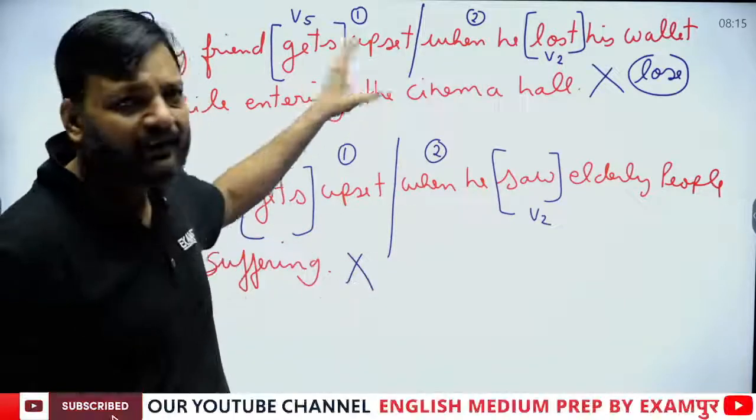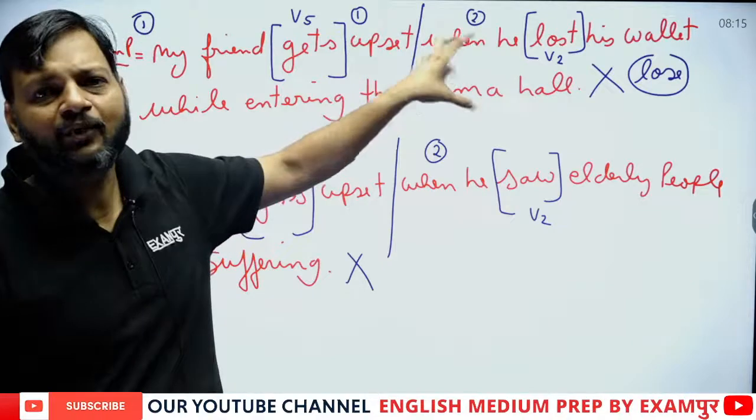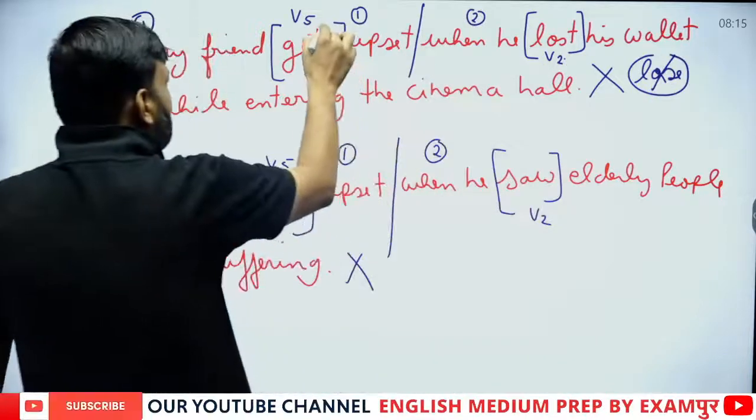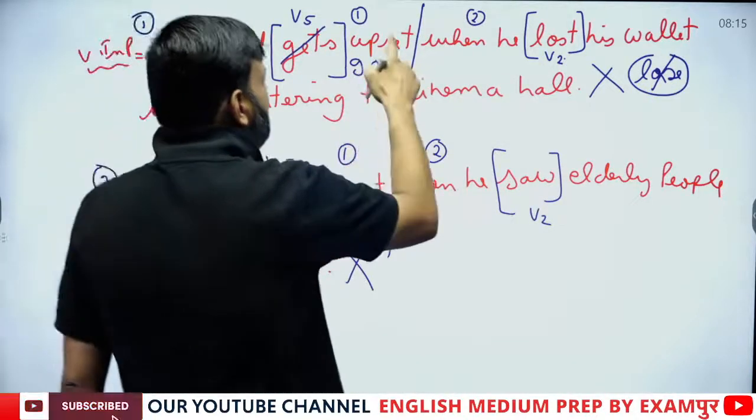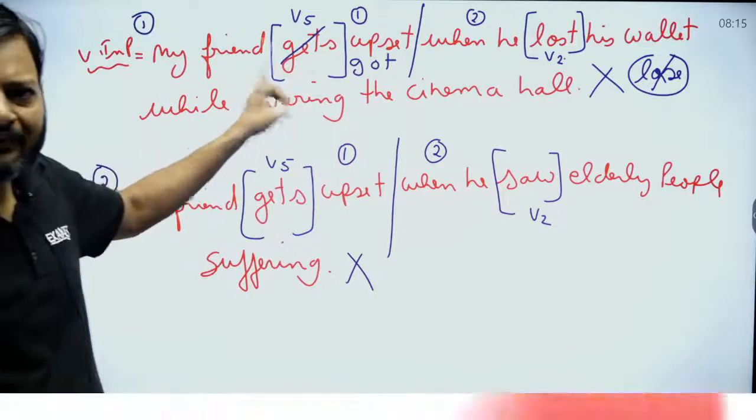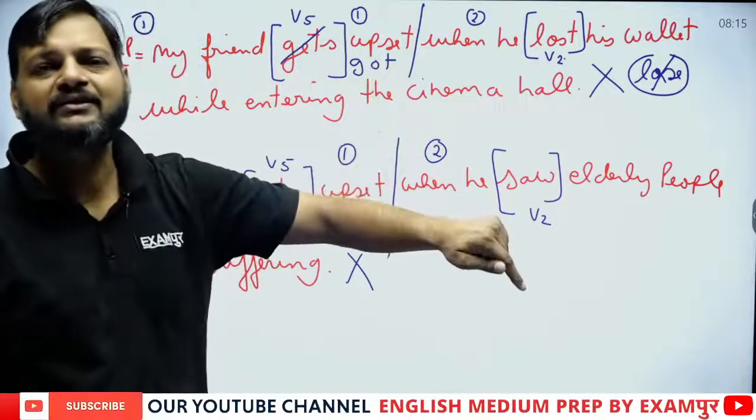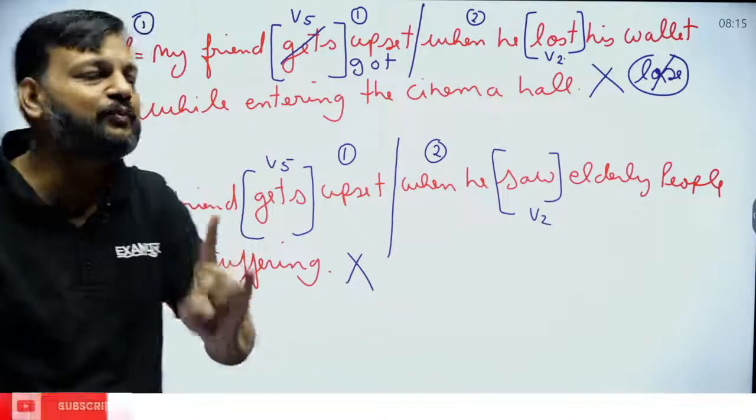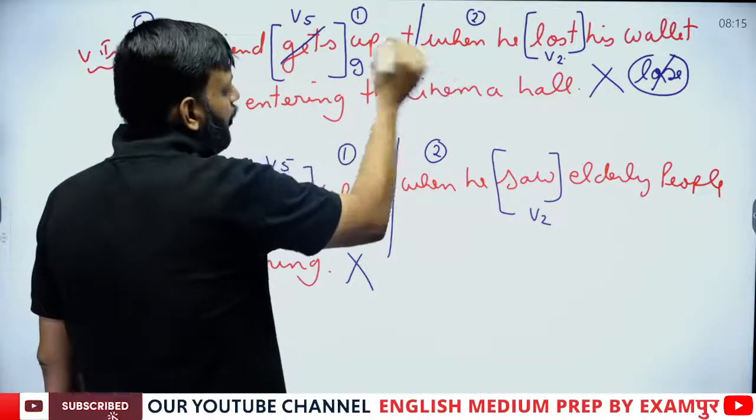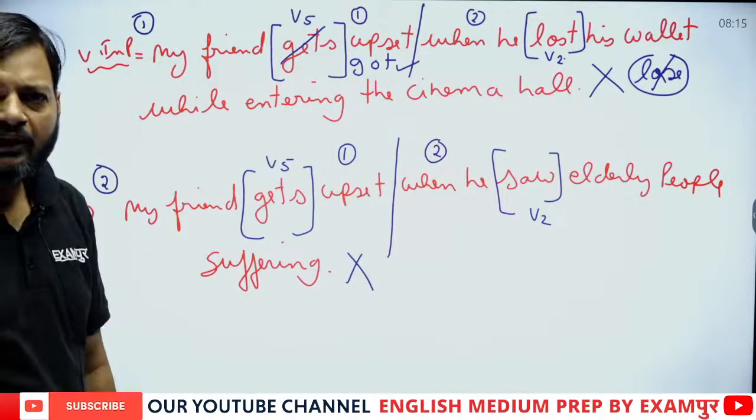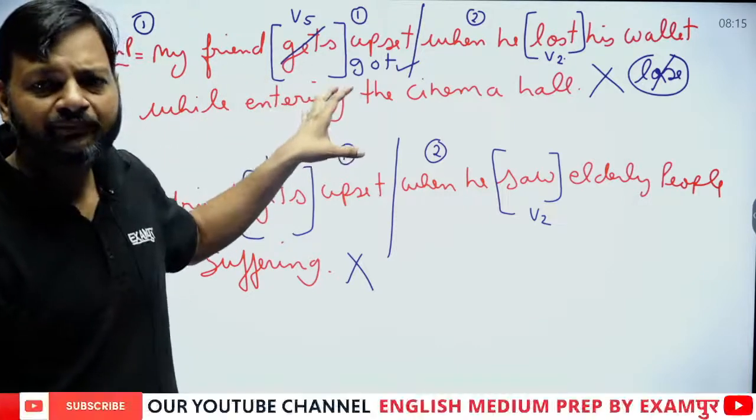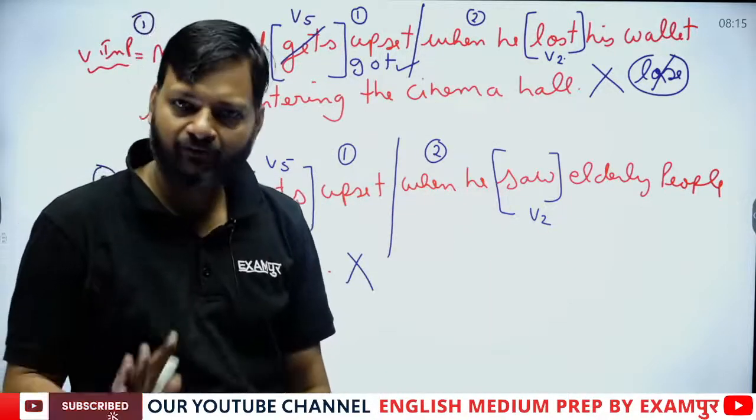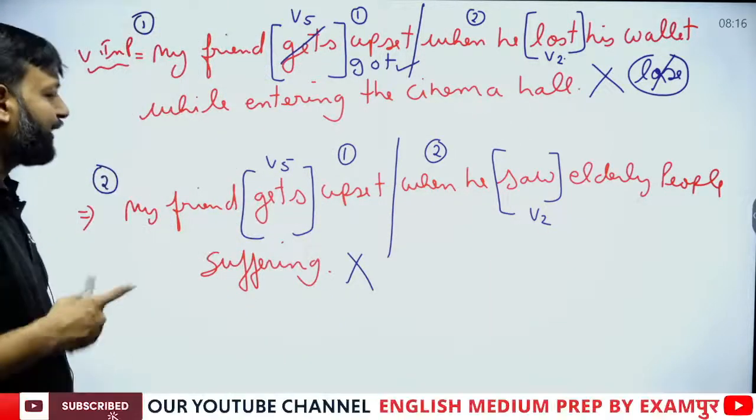So since this sentence cannot be in present tense because it is not a routine, you have to change gets into got, because this can be one incident that happened in past. So in the first sentence, the error lies in the first part. You need to change gets into got, because the incident mentioned in this sentence cannot be a routine action.